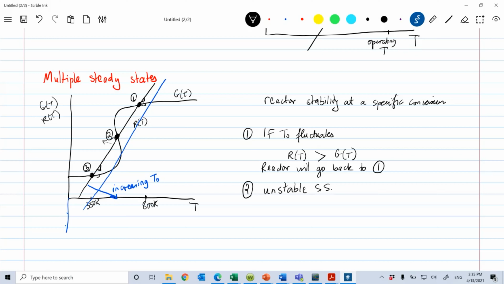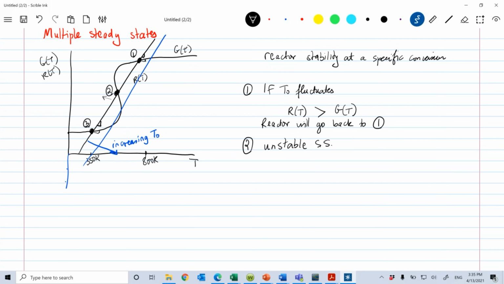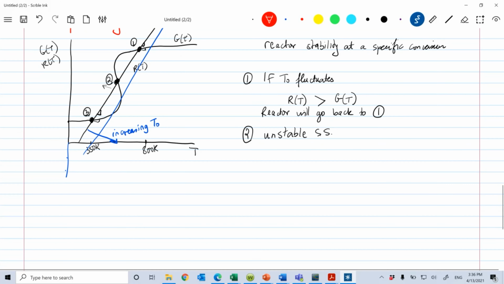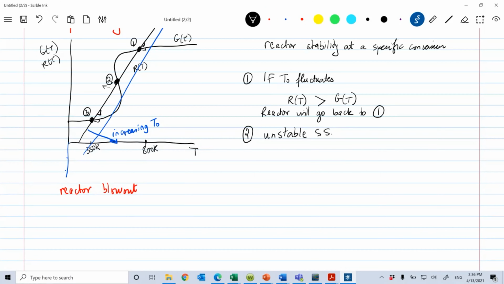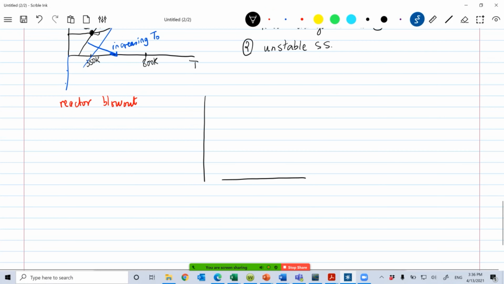So the other phenomenon is reactor blowout. This is still graphically. We're showing all of this graphically because it's simpler to show and it's simpler to explain. So we can have the system called a phenomenon of reactor blowout. Basically, the reactor sort of stops producing. Instantly stops producing.